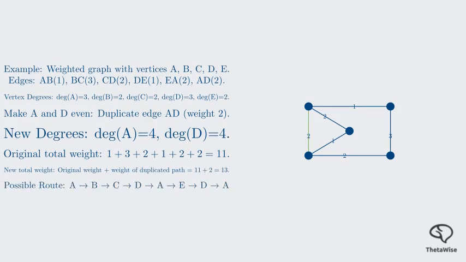A possible route would be A to B to C to D. Then, because we need to duplicate AD, we can go to A, then to E, back to D, and finally back to A. So, we've successfully made the graph Eulerian by finding the shortest path between the two odd vertices and duplicating it. What if a graph has more than 2 odd vertices? Let's tackle that more complex scenario.